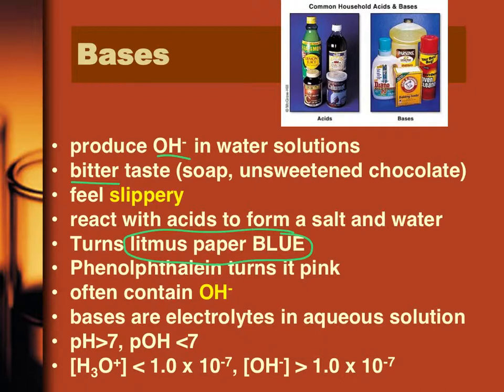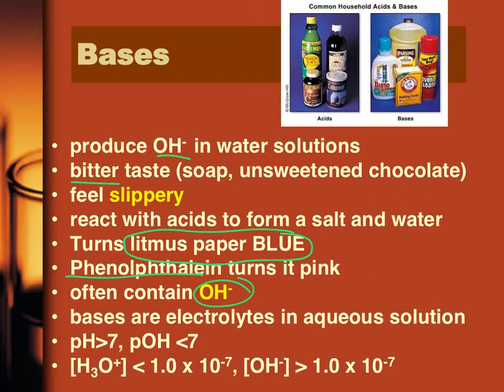Okay. The one that you guys are going to use for your lab is phenolphthalein, okay? And this one, it turns pink when it reaches the basic pH, meaning you're above 7. Acids will leave it clear, okay? So we're going to be using that when you guys do your titration lab.